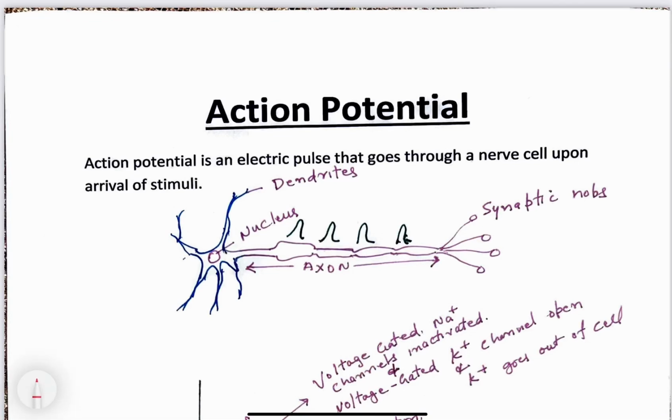Hello everyone. Today we're going to talk about action potential. Action potential is an electric pulse that goes through a nerve cell upon arrival of a stimulus.